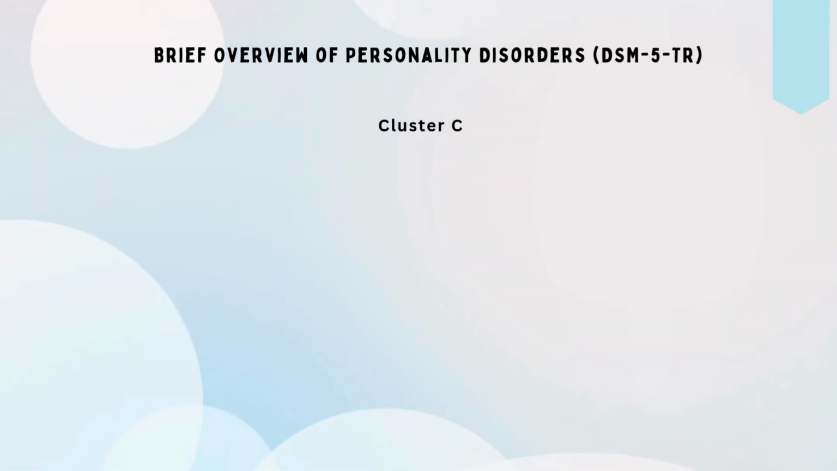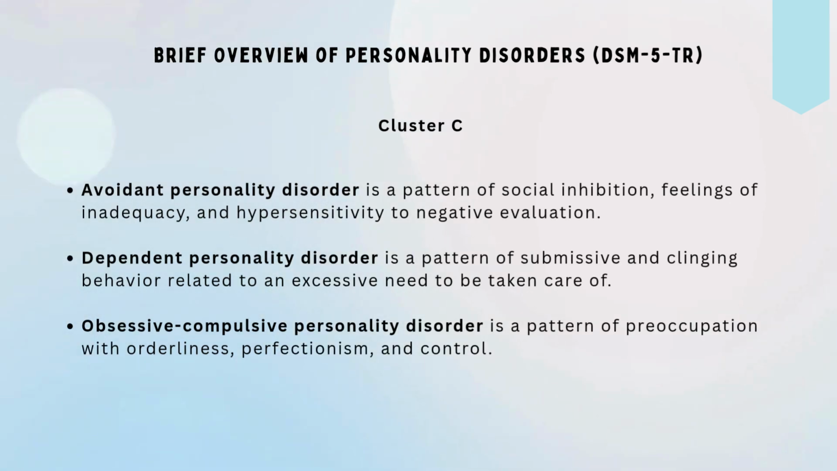Finally, we come to cluster C, which consists of anxious and fearful personality disorders. According to the DSM-5-TR, avoidant personality disorder is a pattern of social inhibition, feelings of inadequacy, and hypersensitivity to negative evaluation. Although these individuals often desire close relationships, their fear of criticism, rejection, or embarrassment leads them to avoid many social situations. Dependent personality disorder is a pattern of submissive and clinging behavior related to an excessive need to be taken care of. Individuals rely heavily on others for reassurance, support, and decision-making, often fearing separation or abandonment.